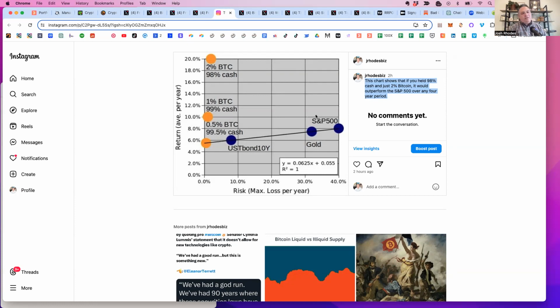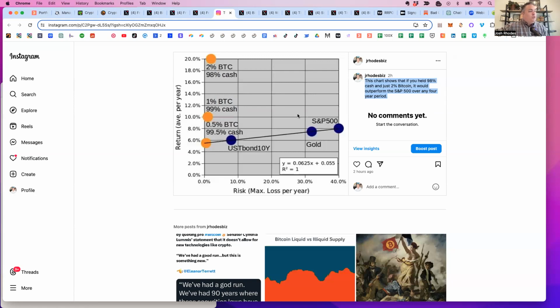You've got a retirement account, 401k, at Fidelity, or through your employer. The S&P 500 is clocking 7% a year on average over any 4-year term. Now, y'all tell me in the chat, I found this to be a really riveting statistic. If you would just hold 98% cash and then have 2% exposure in Bitcoin, you would outperform the S&P 500 by an average of 10 or 11% per year. Let that sink in.